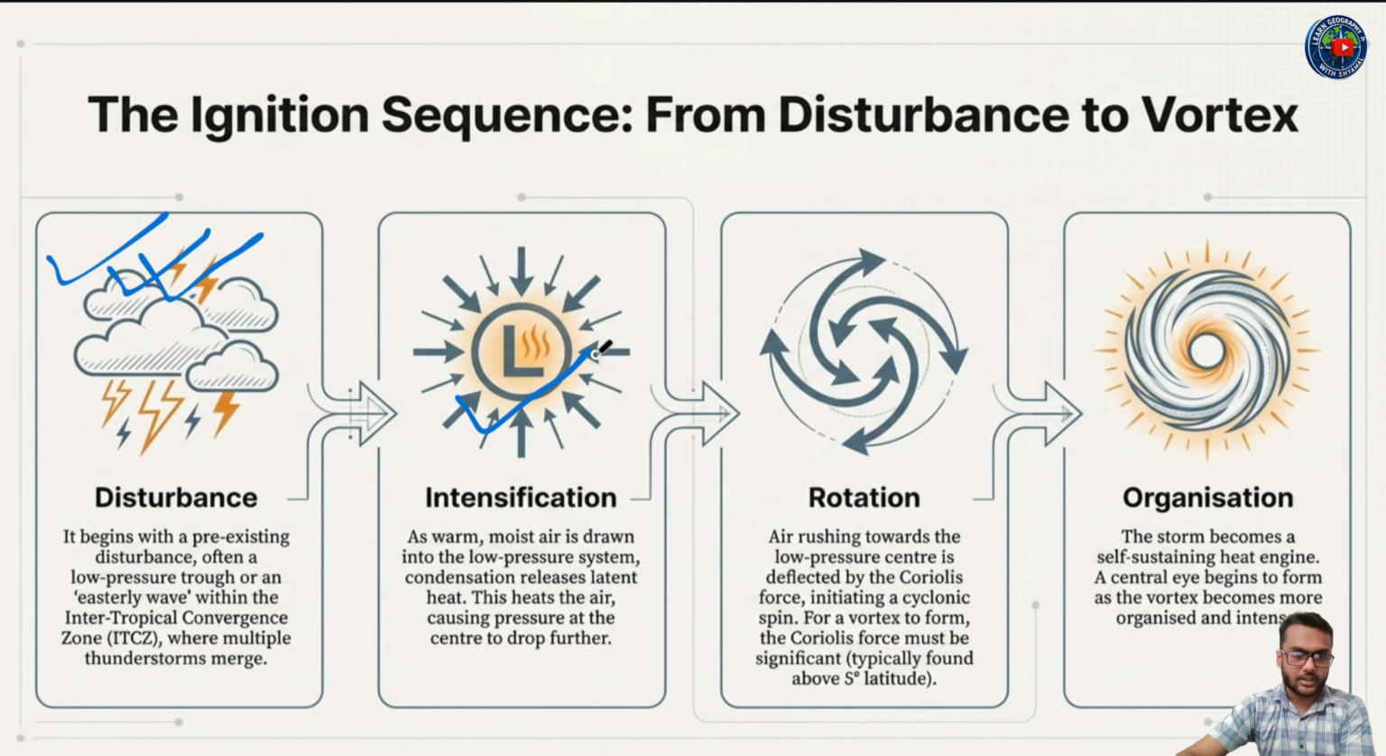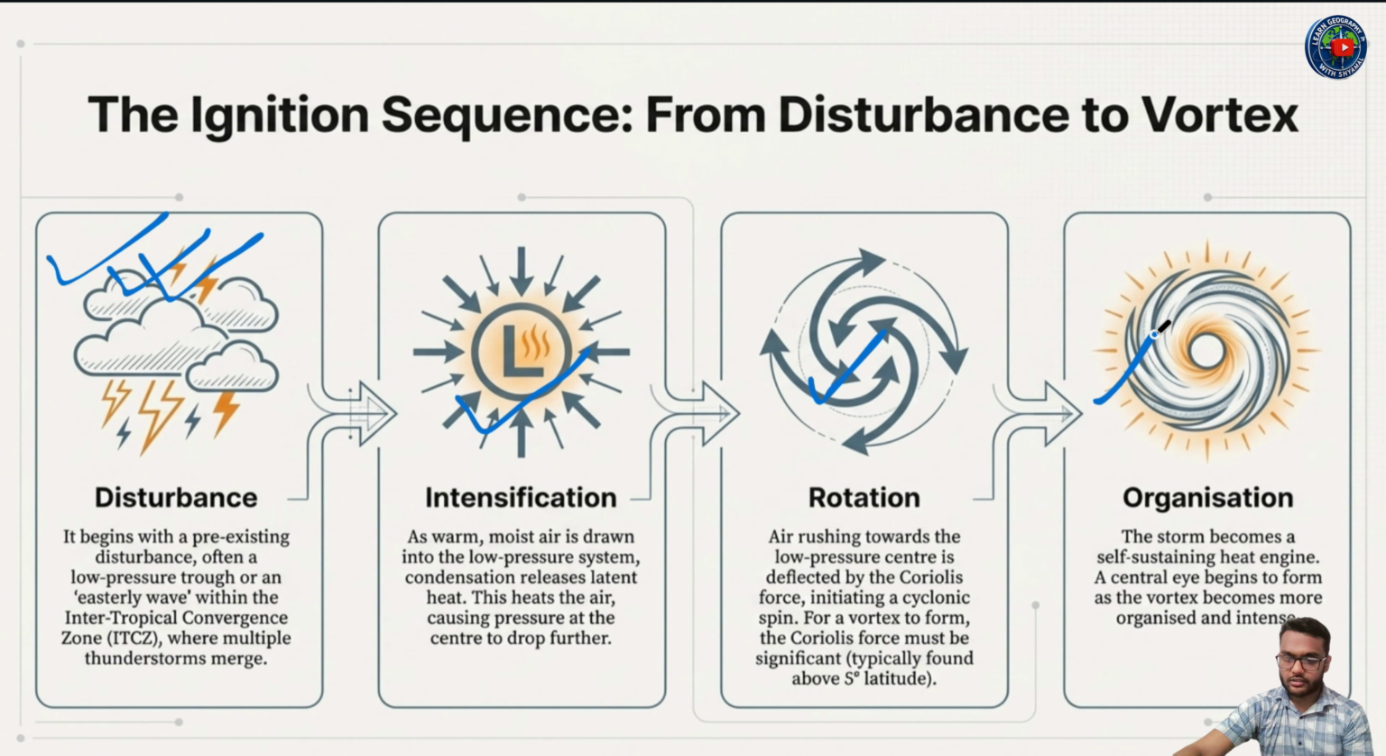Then intensification, that is low pressure. As warm moist air is drawn into the low pressure system, condensation releases latent heat. This heats the air, causing pressure at the center to drop further. Then rotation, that is the Coriolis effect. Air rushing towards the low pressure center is deflected by the Coriolis force, initiating a cyclonic spin. For a vortex to form, the Coriolis force must be significant, typically found above 5 degrees latitude in both hemispheres.